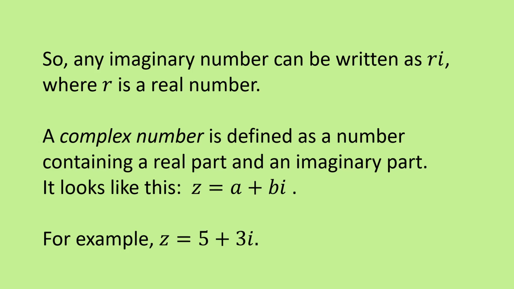If a number has a real component and an imaginary component, we call it a complex number. We write it as z is equal to a plus bi, where a and b are real numbers.